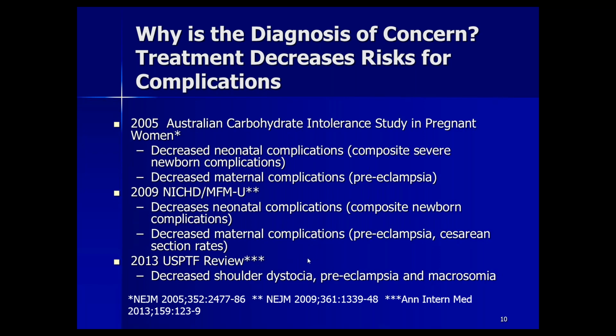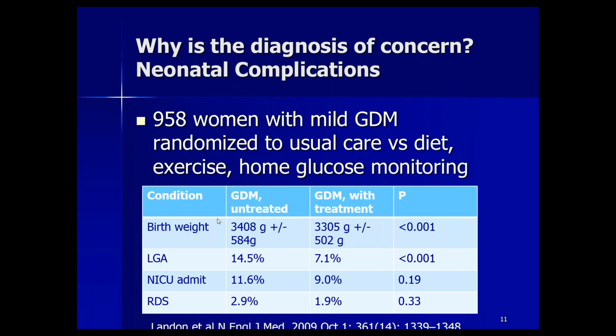And so now that we have some very big landmark studies that show that we can decrease the risks for complication, it makes sense to pay attention to diagnosis and to treatment. From a neonatal point of view, this one is another landmark study looking at patients with mild gestational diabetes, randomized to usual care versus what we would now consider usual care, which is diet, exercise, and home glucose monitoring.